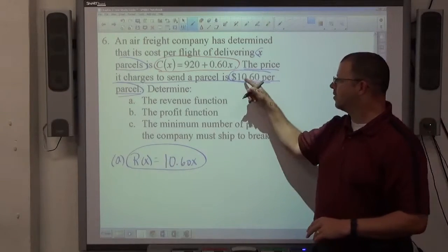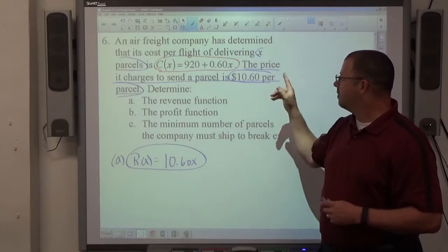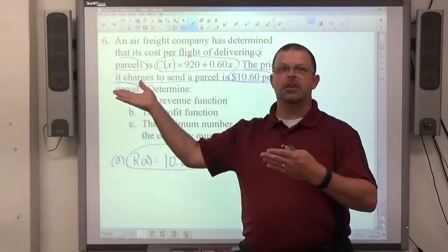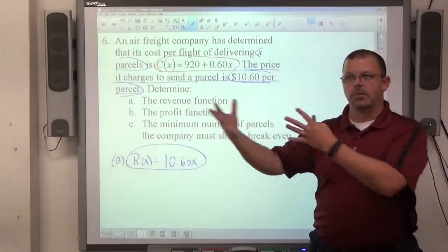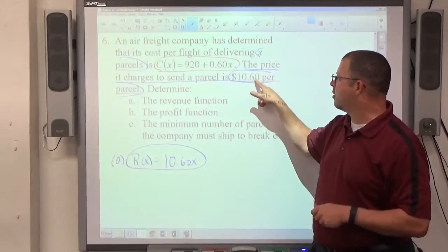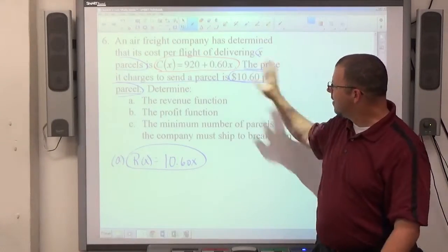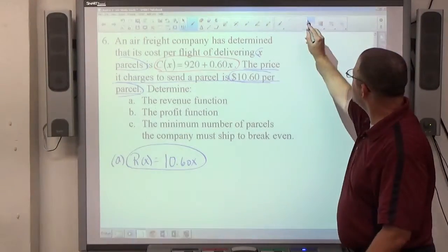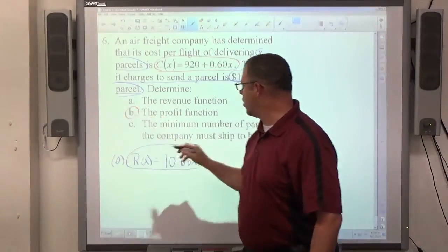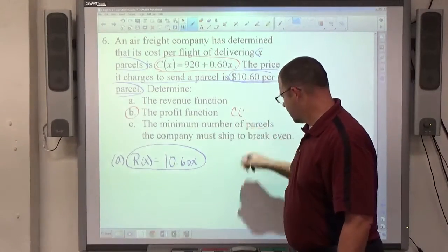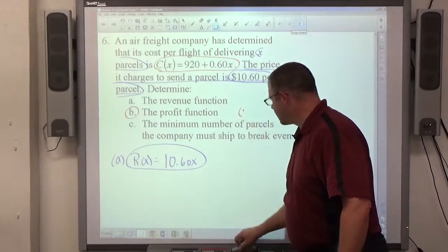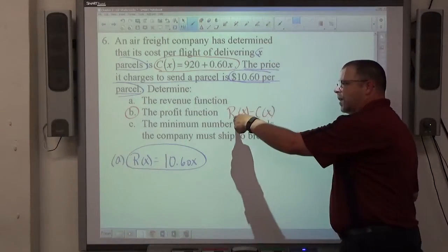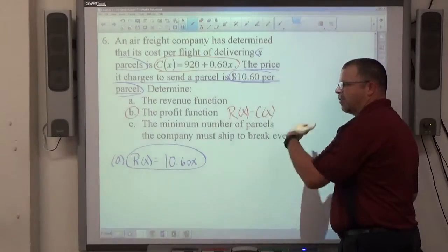Okay? If the price were dependent upon how many we sent, like say they charge $10.60 minus 50 cents for every parcel they sent, then the price is varying, so then this is going to have something about X in it times another X. All right, but in this case, one price, $10.60 per parcel, X parcels, revenue is that. Profit is, and always will be, revenue minus cost. How much we take in minus how much we spend. That's how you find profit every time.